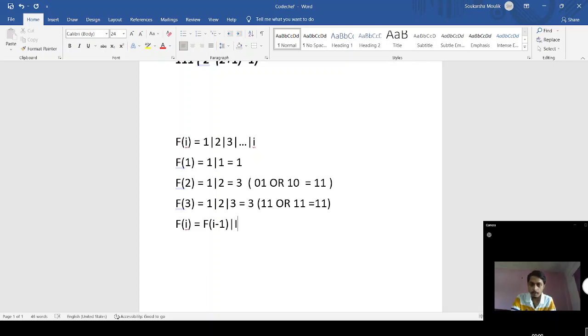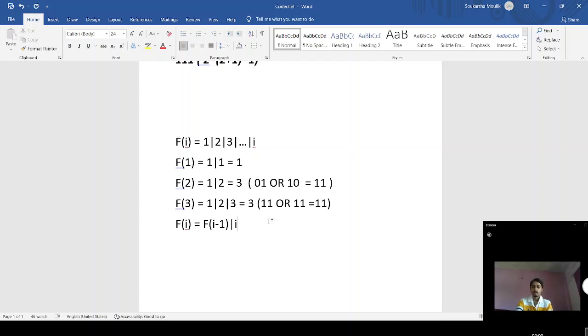Because see here, f of 1 is 1 or 1, which will give 1. f of 2 is 1 or 2, and f of 3 is 1 or 2 or 3. Now 1 or 2 is nothing but f of 2. So f of 3 is f of 2 or 3. We can interpret it this way: f of i is f of i minus 1 or i.